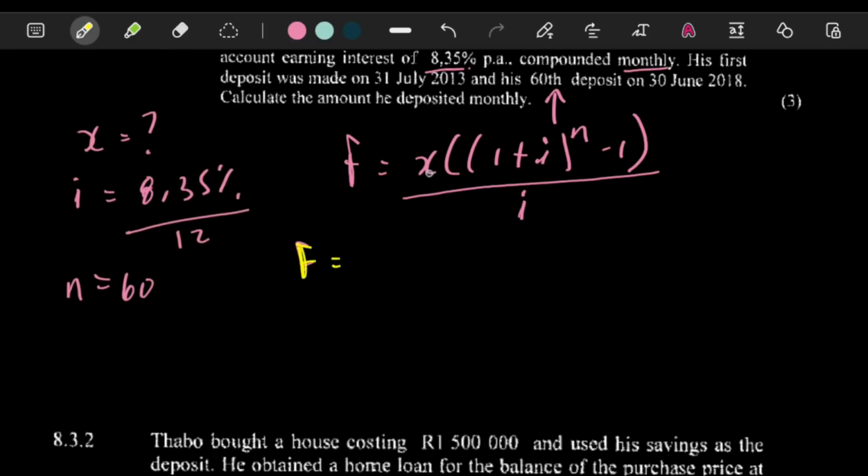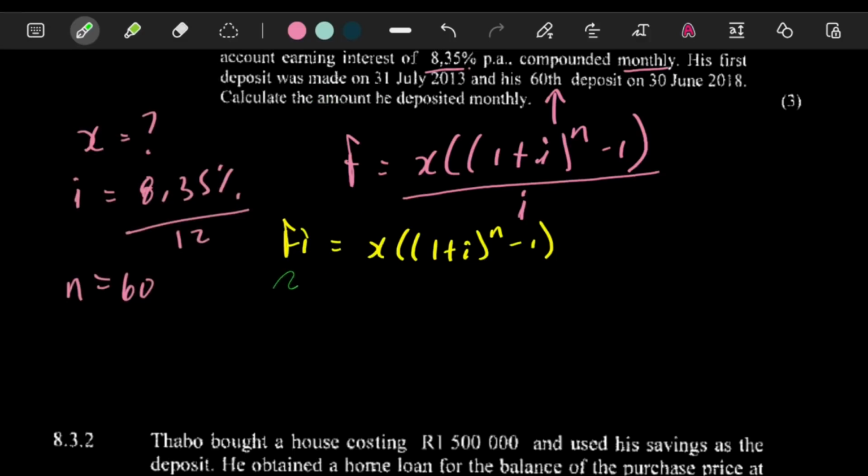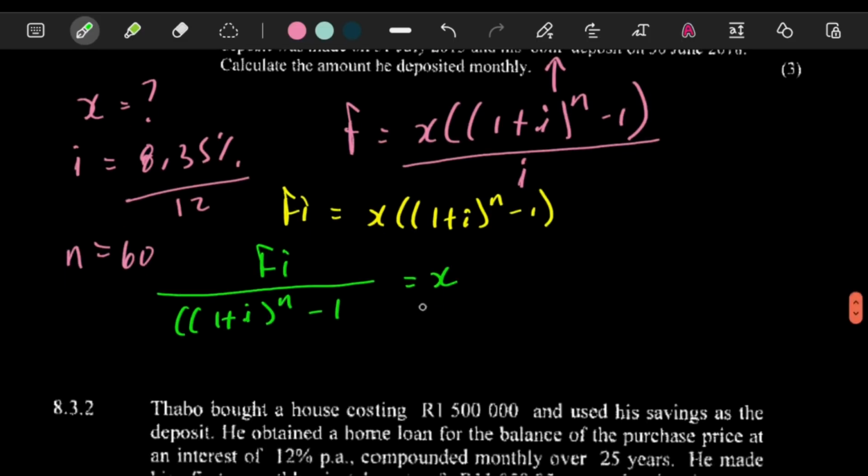F, x is what? You have to isolate x here. So isolating x, multiply by i on both sides. This is Fi equal to x times (1 plus i to the power of n minus 1). Divide both sides by the big bracket. You're going to have Fi, the whole thing over 1 plus i to the power of n minus 1. This is x.